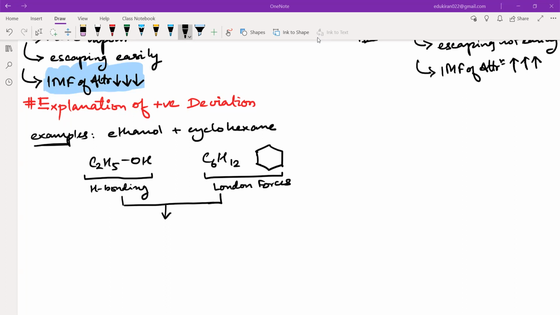In ethanol, what do we have? What is the intermolecular force of attraction in ethanol? Only hydrogen bonding, yes or no? Yes, sir. Now when we add cyclohexane, it will take some space between ethanol molecules, yes or no? Yes. Now the two molecules between which there was hydrogen bonding earlier, cyclohexane has come in between there. So hydrogen bonding will be broken. Correct? That is what I am saying.